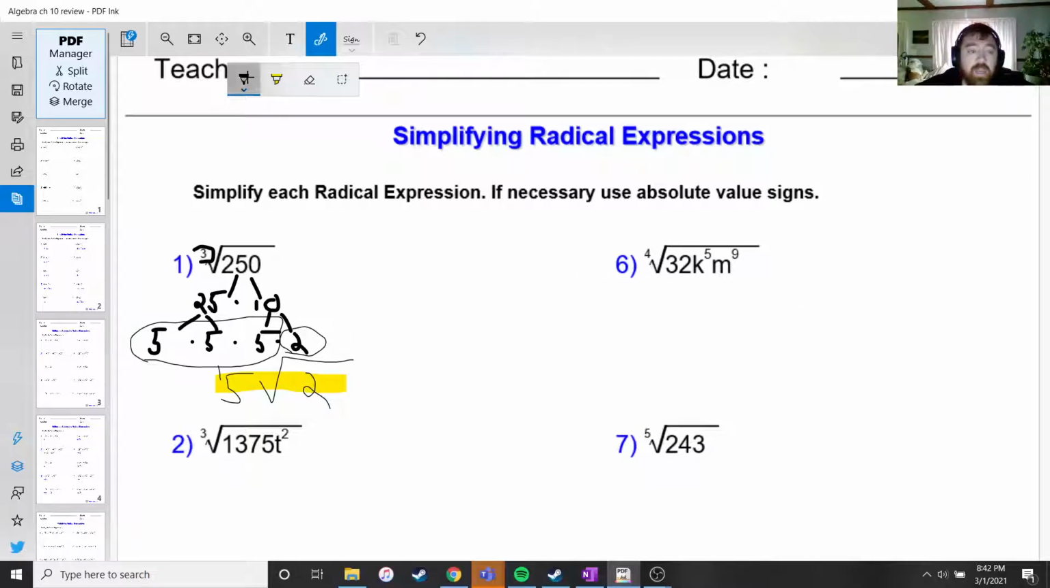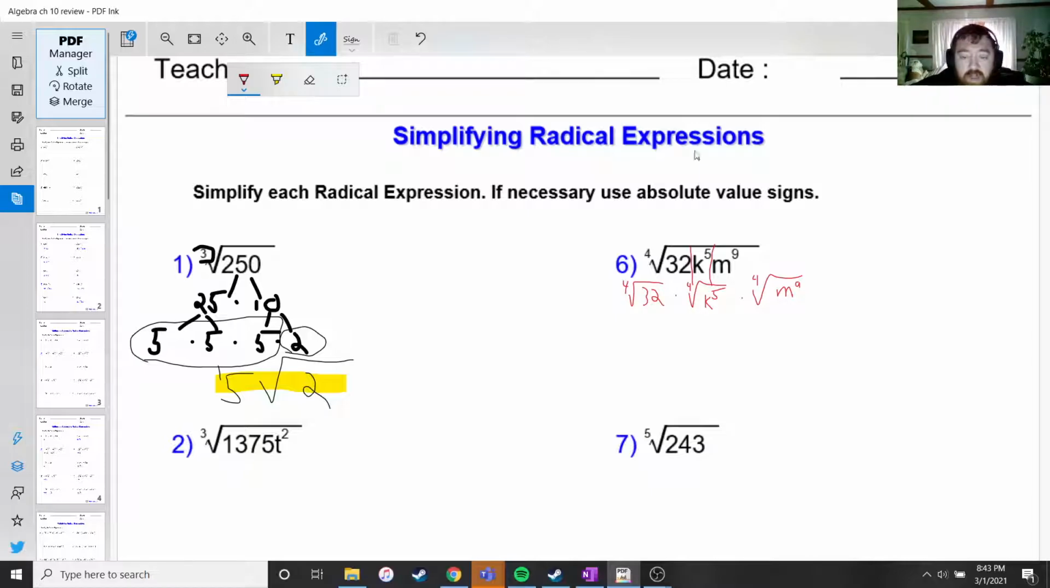So, similarly to when we were doing just normal exponents, I'm going to split up my coefficient and each of my variables. So this whole thing can be rewritten again as the quad root of 32 times the quad root of k to the 5th times the quad root of m to the 9th.